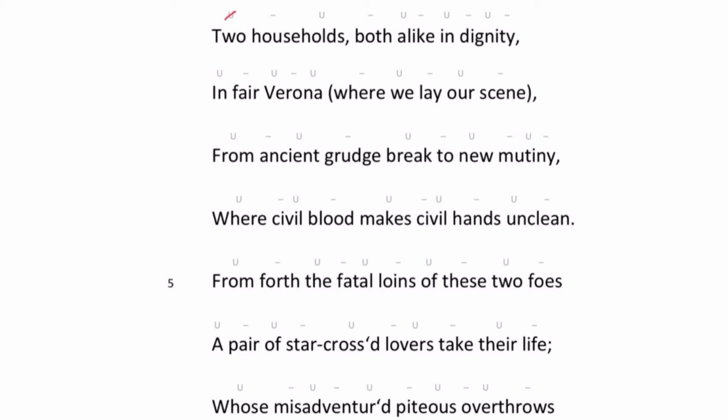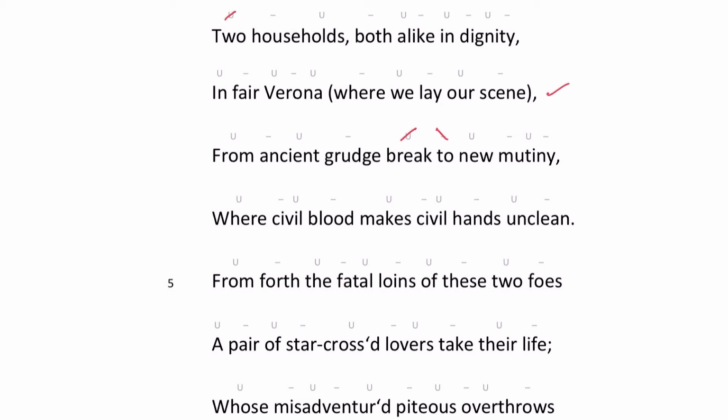In fair Verona, where we lay our scene. Works. From ancient grudge break to new mutiny. I wouldn't agree with this line. I think if you read it not like a robot, you would say from ancient grudge break to new mutiny. And therefore you would stress the break and then take a little bit of the stress away from this. From ancient grudge break to new mutiny, where civil blood makes civil hands unclean.